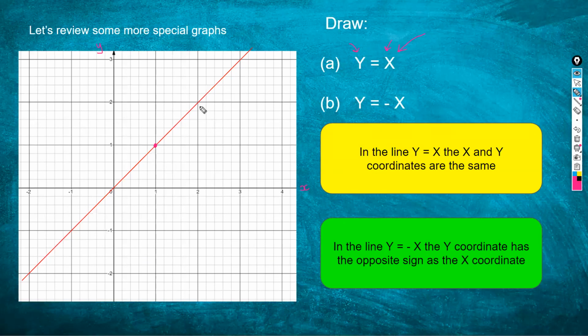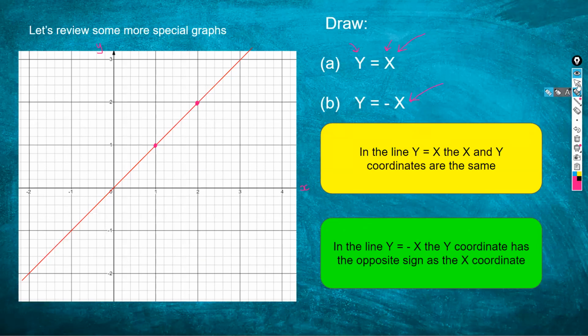Let's take another point on the graph. This point here. At this point, x is equal to 2 and y is equal to 2. So x and y are equal. And you can do this at any point on the graph, and you will notice that y and x have the same value. Now the graph y equals -x, which is this guy here, is the opposite.